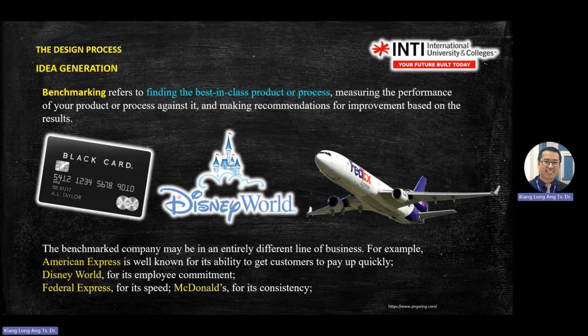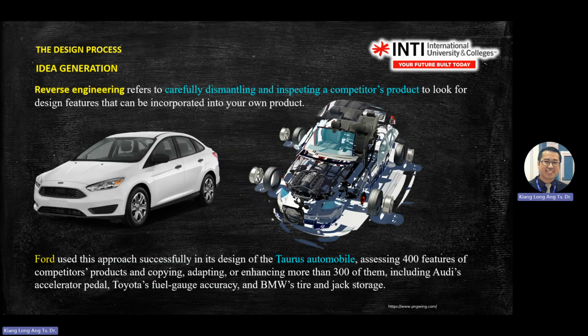Federal Express for speed. FedEx is famous for speed. McDonald's is consistency. Every time you go into McDonald's, the food is consistent. The size and the expected flavor are there. And so on. Reverse engineering, I mentioned.